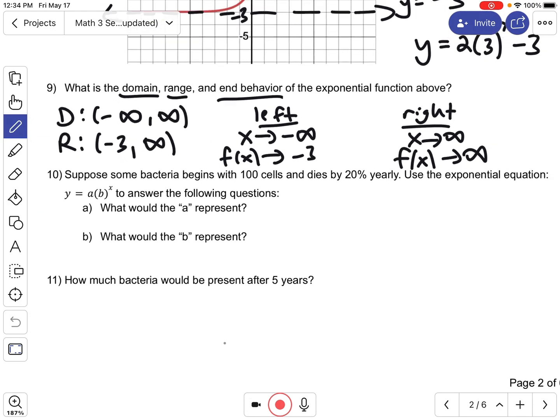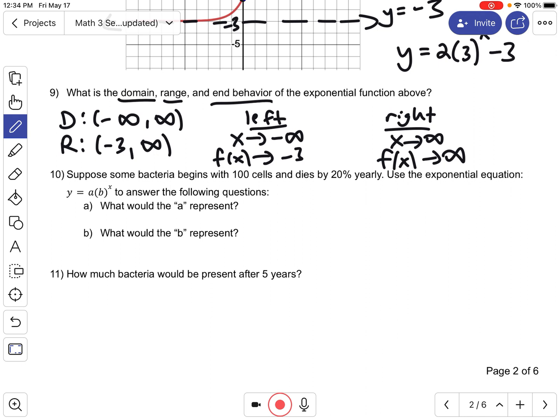Alright, so number 10. So what does it start with? It begins with 100 cells. That's what A represents. A represents the starting number, or the y-intercept if you want to call it that. B represents the growth or decay. Well, in this case, the bacteria is dying, so that means it's going to be 1 minus 20% as a decimal, which is 0.20, and that's the base.